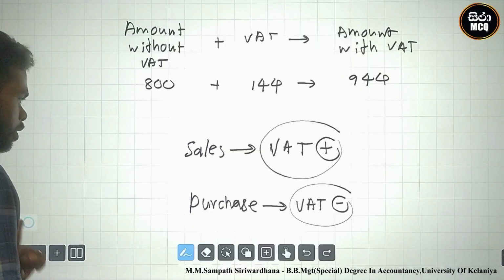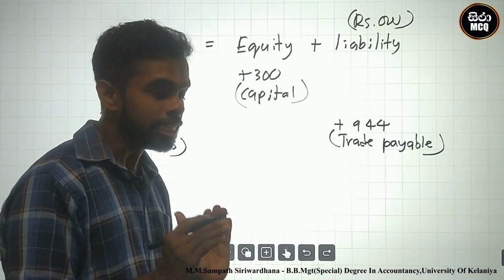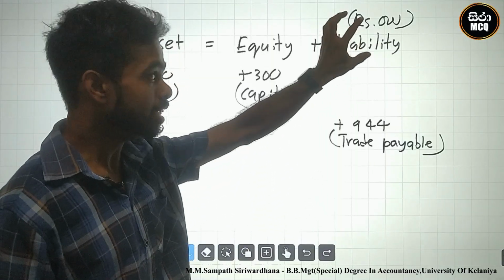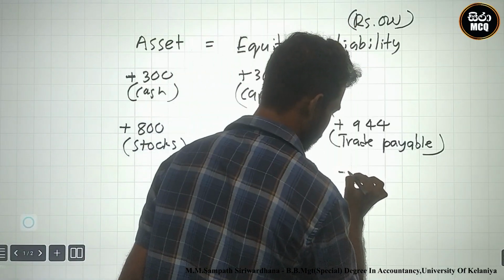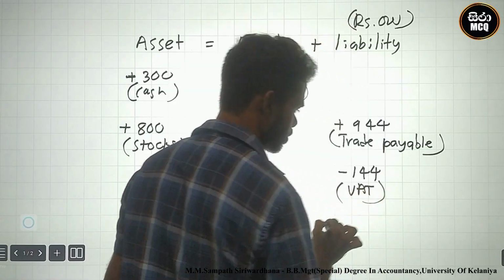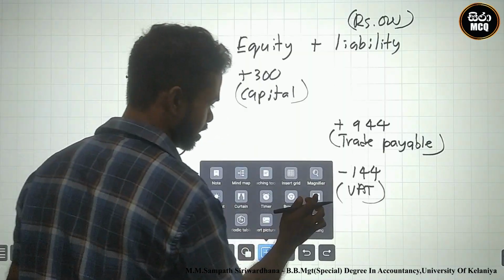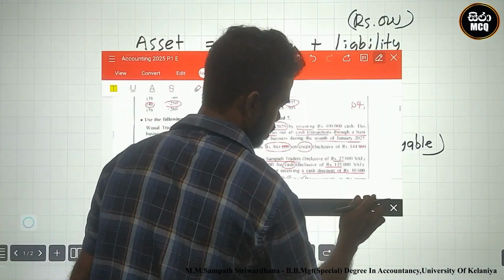At this point, what is the impact? At the purchasing, VAT is deducted. VAT deduct 144. VAT deduction. Sales VAT increasing.